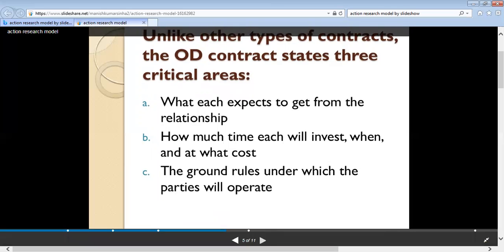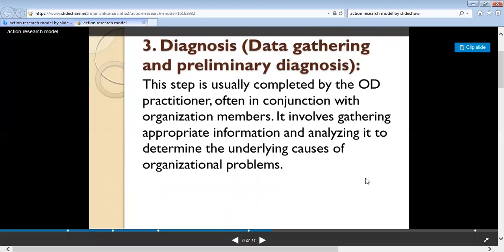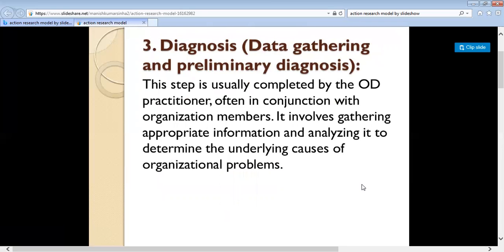And the third step is diagnosis. This is a very important stage in which data gathering and preliminary diagnosis take place. This step is usually completed by the OD practitioner, often in conjunction with organization members. It involves gathering appropriate information and analyzing it to determine the underlying causes of organizational problems.